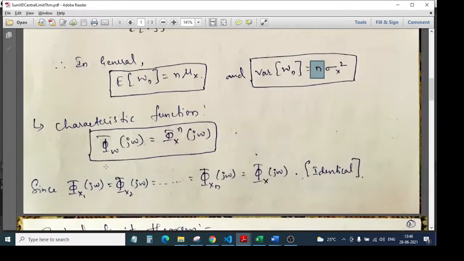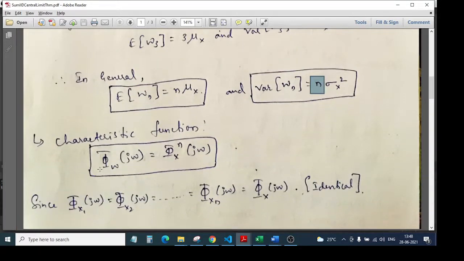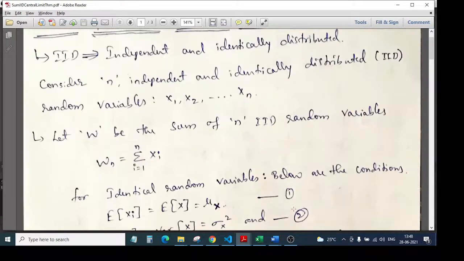Similarly, for your characteristic function, you will just replace your original characteristic function. That is, we have here pi, which is replaced by n. So that's what we have done here. This is nothing but pi of x1, x2 up till xn. All these are identical. So in general terms, even though we have n characteristic functions, we just represent it by pi of x, j omega. Very simple things, friends.